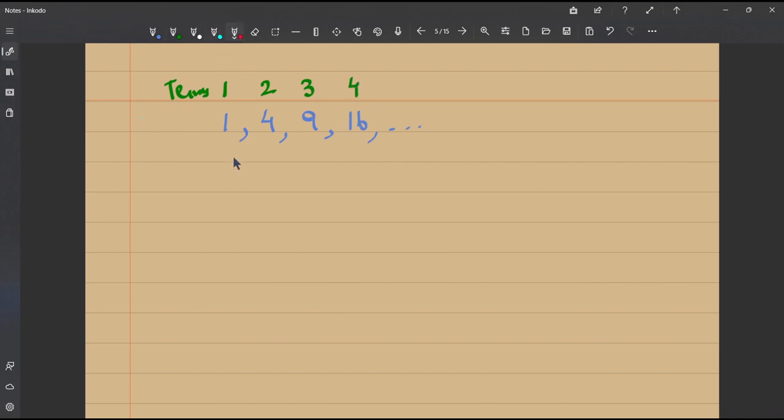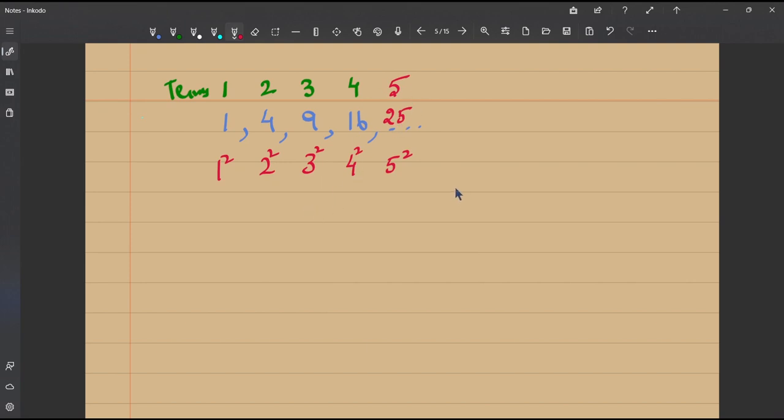So let me write. What does the first term stand for? It is 1 squared actually, isn't it? And this is 2 squared. And 9 is 3 squared. 3 into 3 is 9. 16 is 4 squared. Now we can easily guess the next term also. If we recognize the pattern which is involved, it's easy for us to guess the next term. So this is 5 squared. So this is 25. And this is our fifth term.